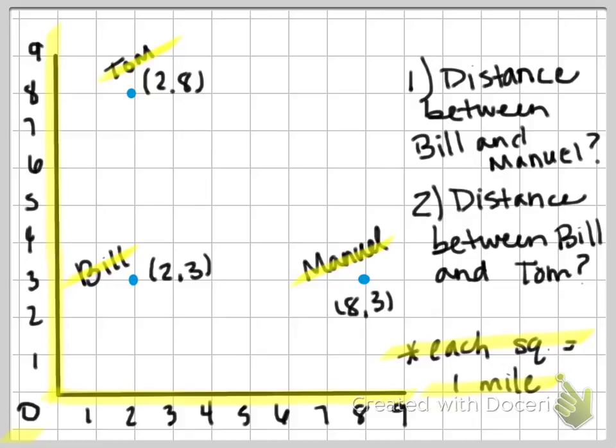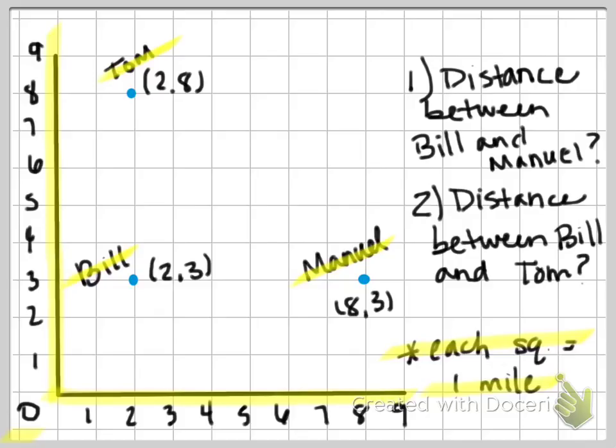So what I'm going to look at is how can I figure out how far away they live from each other? How many miles away is Bill from Manuel? How many miles away is Bill from Tom? So what we're going to do to find that out is use our coordinate pairs, because those are our directions for how to get to one point, so I can use those also as directions on how to get from one to the other.